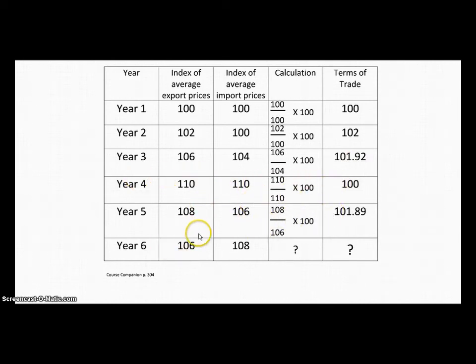Okay, see if you can do year 6 on your own. So you should figure out both columns and then say whether or not that is improvement or deterioration of the terms of trade.